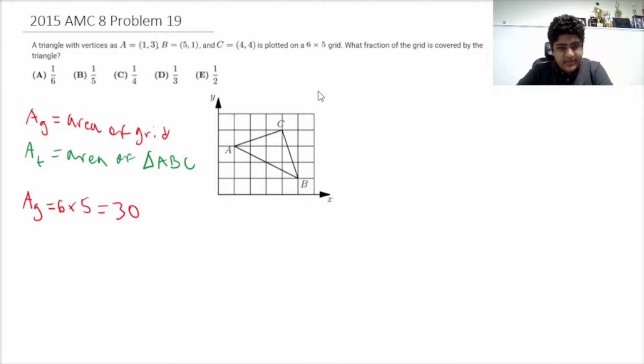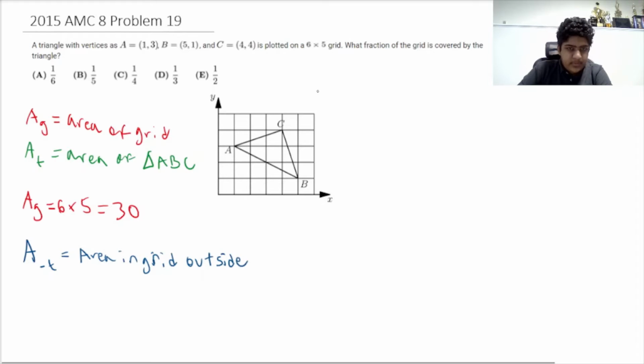And that's a bit tricky because we don't really see any bases or heights here. So what we can do instead is find the area of negative t, and I'll just note that as the area in the grid outside, and the outside part is important, outside triangle A, B, C.